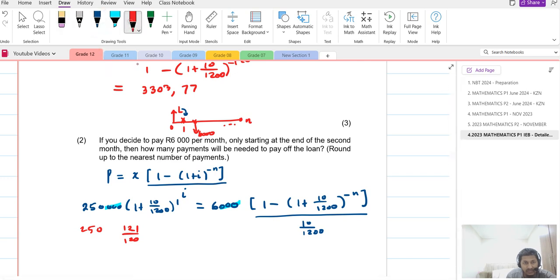Right, so now remember, I'm taking this side and I'm going to divide it by 6. Divide it by 6. And then you need to take the 10 over 1200 and multiply it across, so times 10 over 1200. Right, so what you are left with on this side is just 1 minus, remember what 1 plus 10 over 1200 is? 121 over 120 to the power negative n.